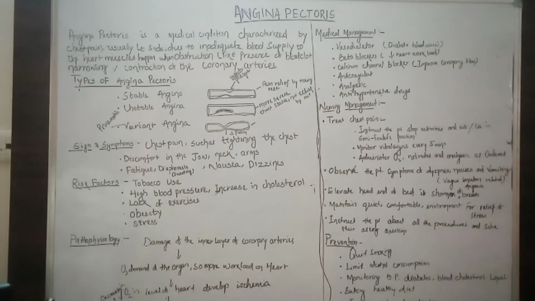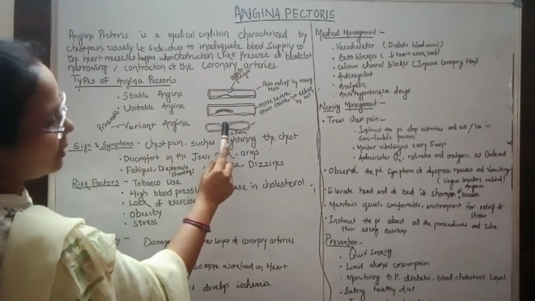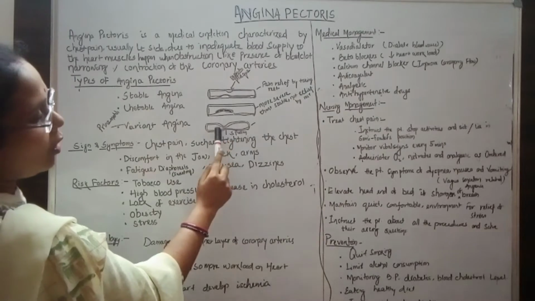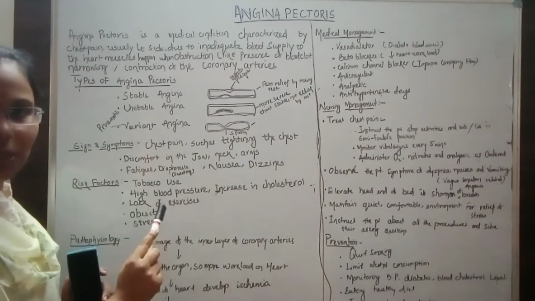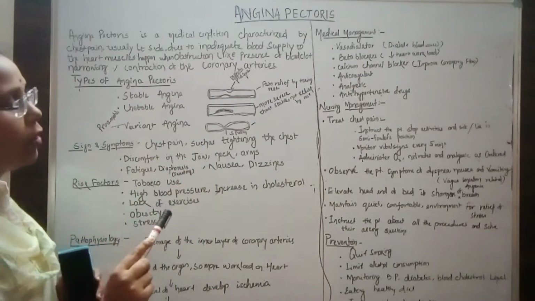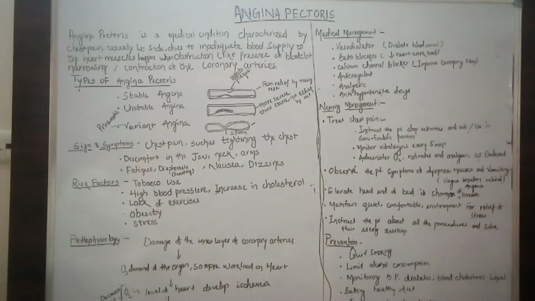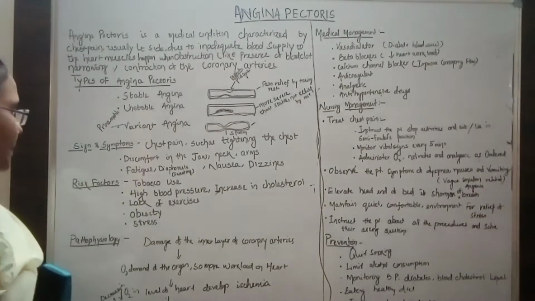Then variant angina pectoris. Here, what happens? The vessel wall becomes constricted, and this is called spasm of the blood vessels. So the lumen diameter becomes very thin and narrow, the supply of blood decreases, and that leads to increased workload of the heart.